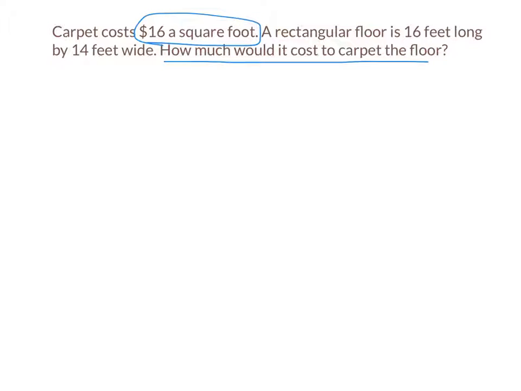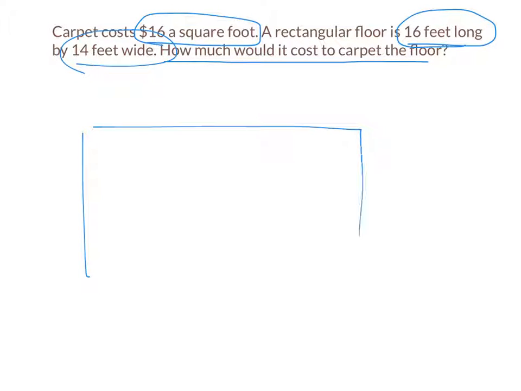Okay, it's $16 per square foot. And how much space are we trying to cover? Good, so we're trying to cover a rectangular space that is 16 feet long by 14 feet wide. How can we find the area of such a rectangle? We can multiply 16 times 14. But to help us out, can we use an area model?